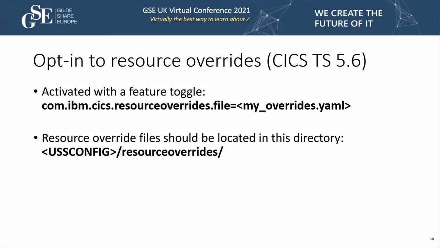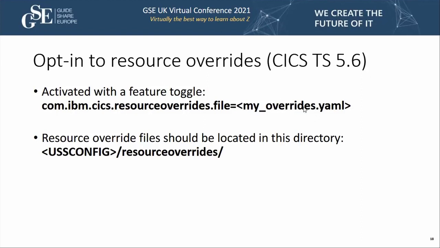So in this case, we have com.ibm.cics.resourceoverrides.file equals myoverrides.yaml, and that will specify the name of the resource overrides YAML file that you wish to use as your resource overrides file for this CICS region. So you might have your development resource overrides, which you will toggle in here, or you might have your production environment, which may have a different set. So that's where you would specify those.